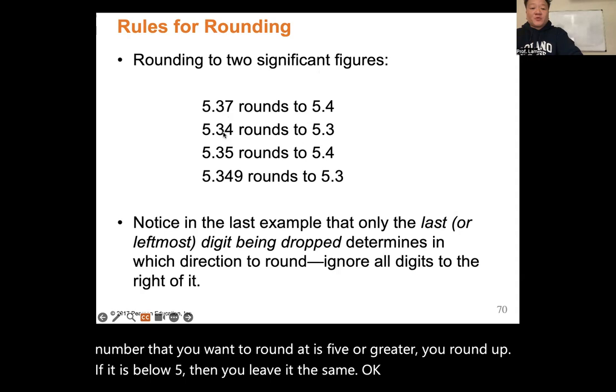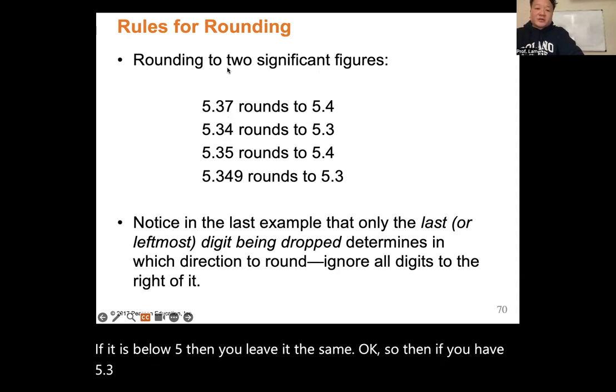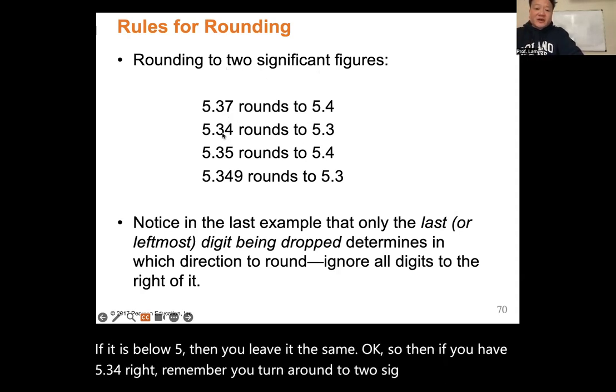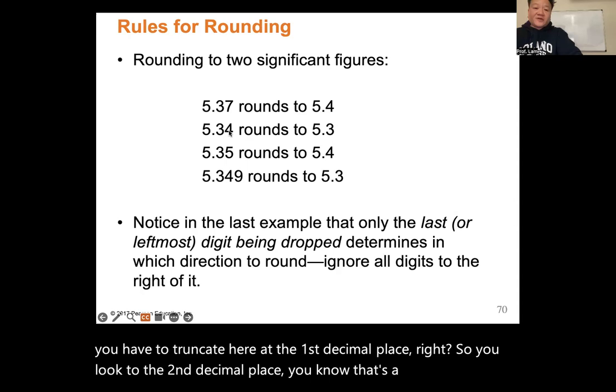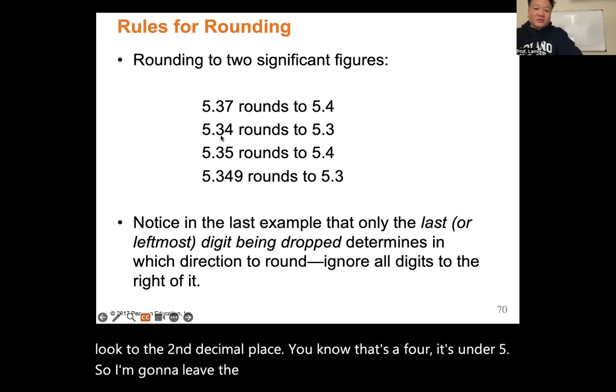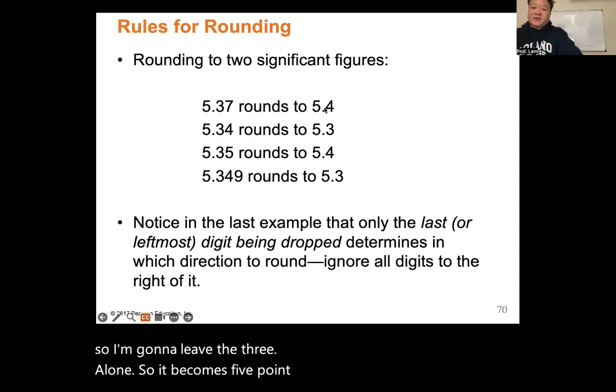So then if you have 5.34, remember you're trying to round to two sig figs, so you have to truncate here at the first decimal place, right? So you look to the second decimal place, oh, that's a 4, it's under 5, so I'm going to leave the 3 alone. So it becomes 5.3. Okay, two sig figs, right?